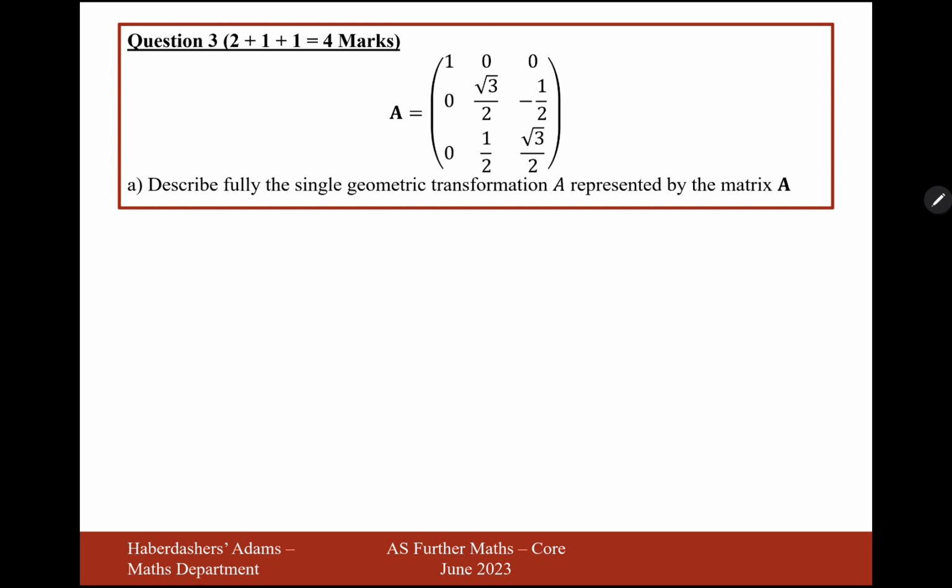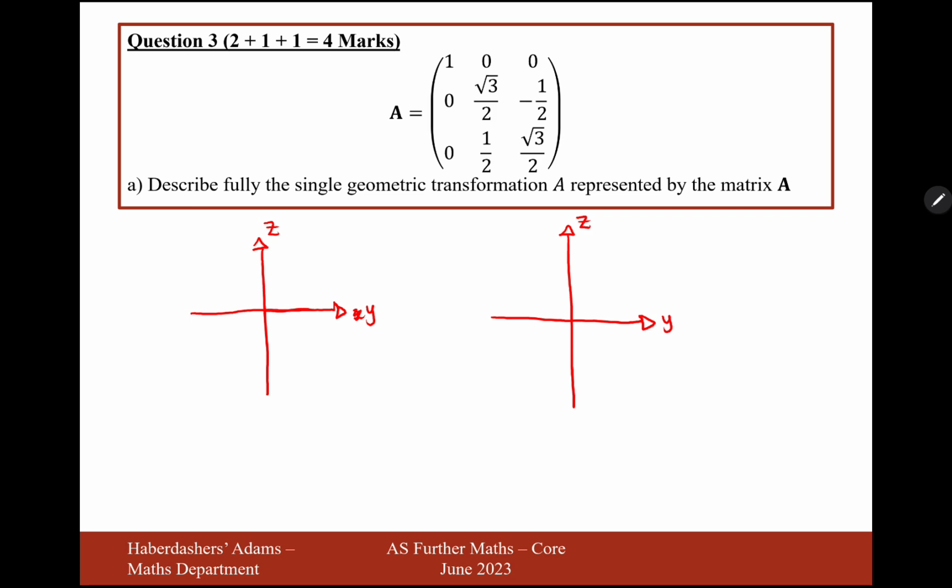Here we're looking at question 3. We have a matrix here. Describe fully the single transformation A represented by matrix A. Because we've got a 1, 0, 0, 0, 0 in the x column and the x row, I know that this is going to be a matrix transformation that's going to rotate around the x axis, therefore changing the y and the z coordinates.